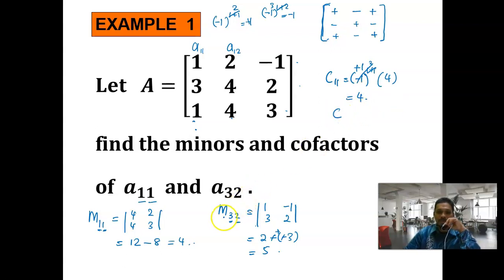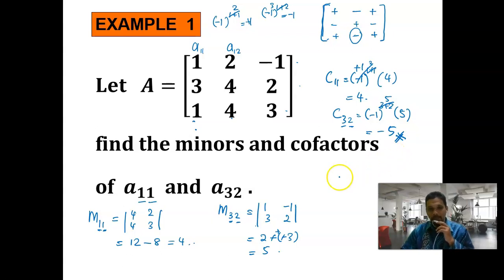So for C32, it equals negative 1 to the power of 3 plus 2, and the minor is 5. 3 plus 2 equals 5, so negative 1 to the power of 5. This is the third row and second column. Negative 1 to the power of 5 is negative. So negative 1 multiplied with 5 equals negative 5. Get it? Okay, so next.